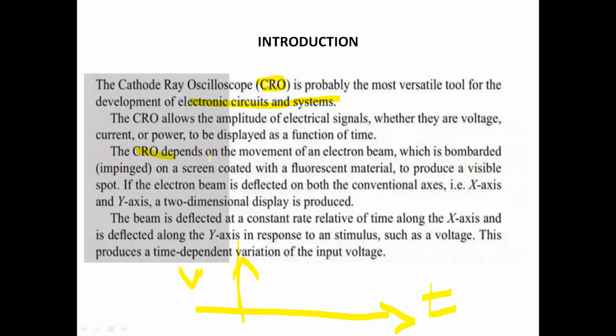Next point, the CRO depends on the movement of an electron beam. A beam of electrons. Those electrons are generated by a cathode. So when this beam of electrons is bombarded on the screen, for example, if this is the screen of the CRO, when this beam of electrons bombards this screen, then it displays a spot of light.